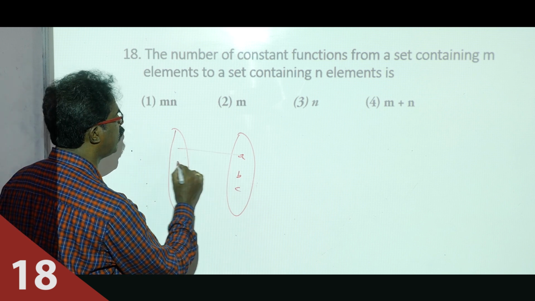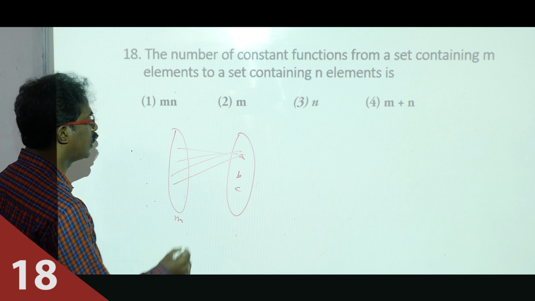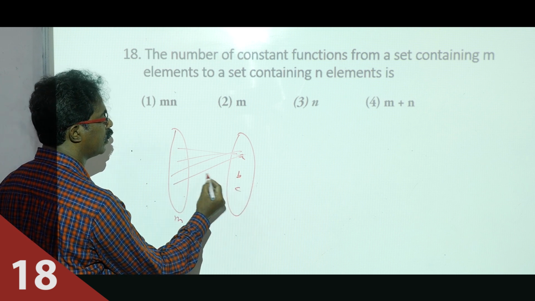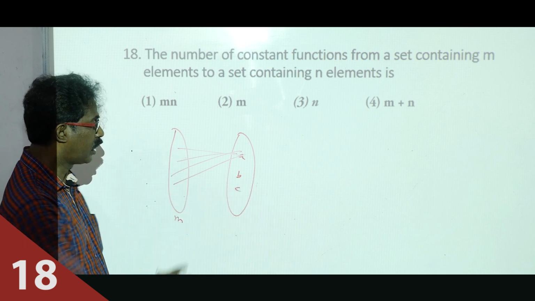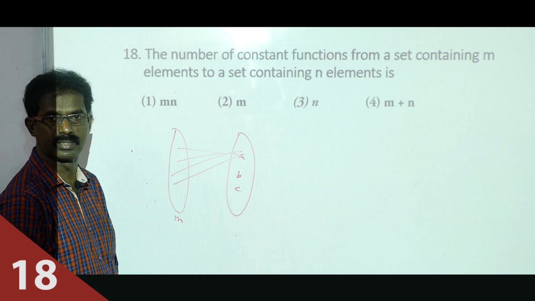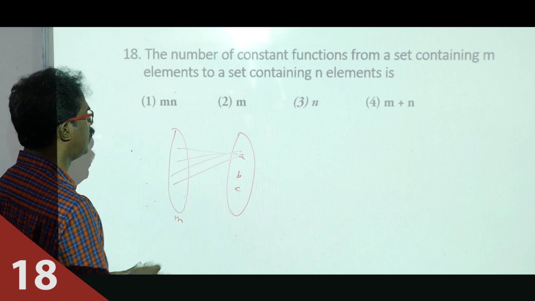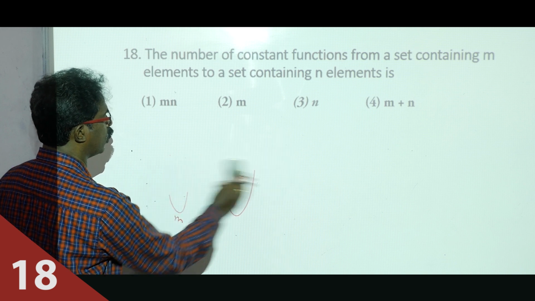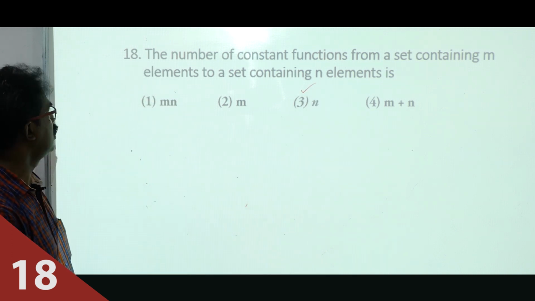So you can form a function like this, right? A, it is a constant function. Or you can relate every element with B, constant function. Or you can relate every element with C. You can frame 3 constant functions. If there are 3 elements, you can form 3 constant functions. There are n elements in the codomain, so you can form n constant functions. So the correct answer is 3.